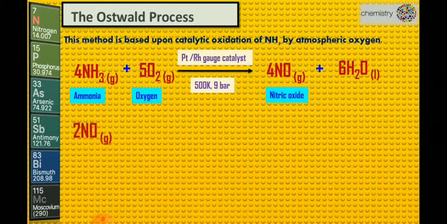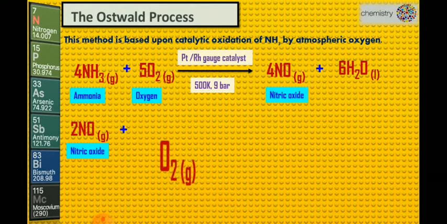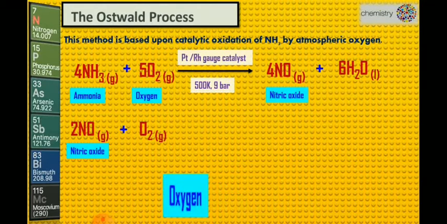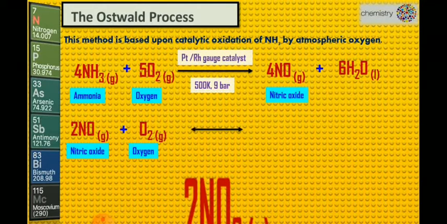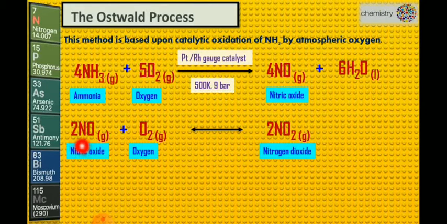The nitric oxide formed in the first step reacts with more oxygen, the atmospheric oxygen. Nitric oxide undergoes oxidation forming nitrogen dioxide, NO2. The second step is very simple. Nitric oxide undergoes oxidation forming what? Nitrogen dioxide. 2NO plus O2 forming 2NO2. Simple equation. Third step.